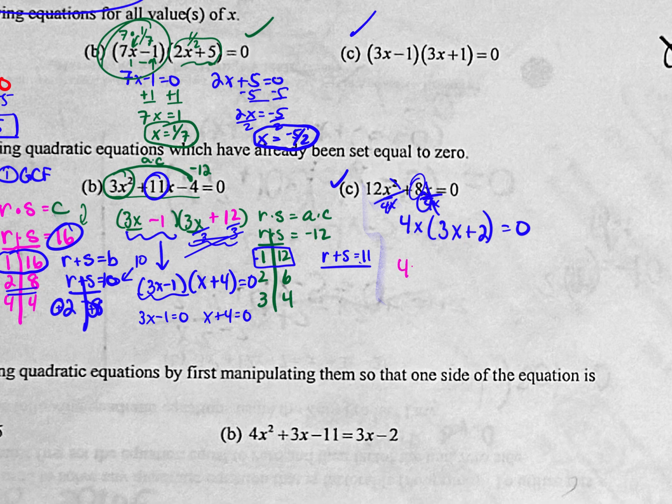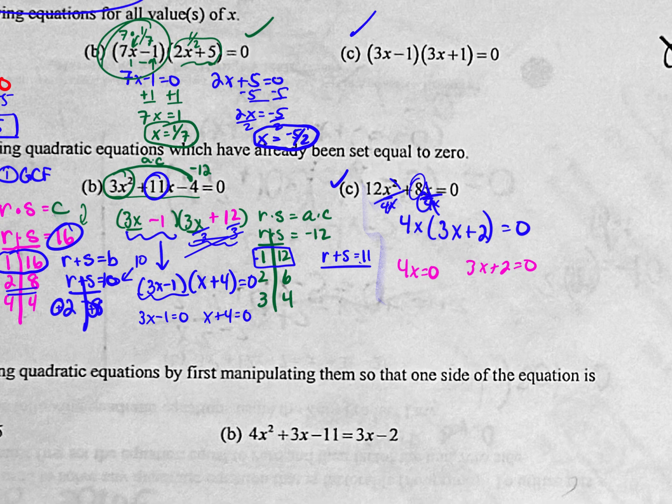And so we can now write 4x equals 0 and 3x plus 2 equals 0, and we could just solve those. 4 times what gives you 0? Think about that for a second. That's that zero product property in action. There's only one thing you can multiply a 4 by to get a 0. X could be 0. That's one of your answers. This one you've got to do a couple of steps on.